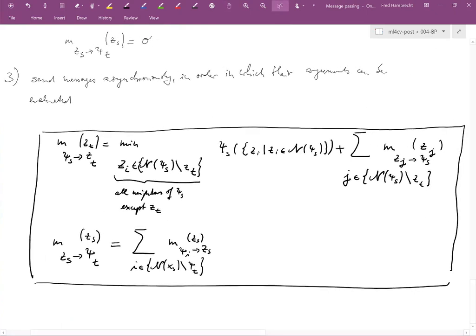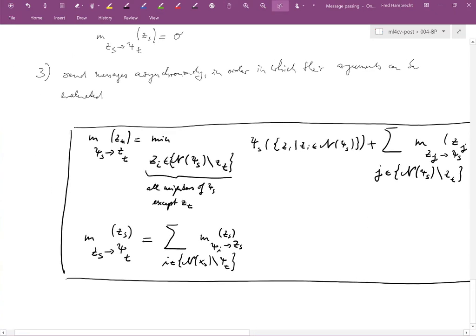So this is the rule for how to compose messages from factors to variables. And then we can also send messages from variables to factors, which is just a sum of the incoming messages, except the one from the factor that we're sending to. Again, in the chain example, this was trivial because we had just one incoming message, so there was no summation to be done. We just forwarded this single message. And this is the generalization to trees.